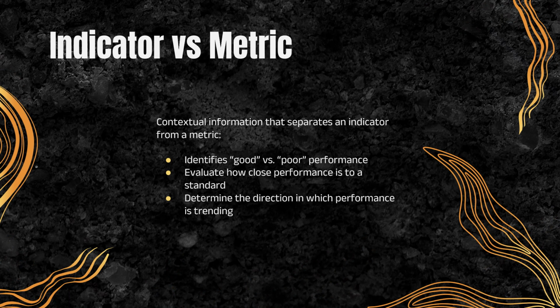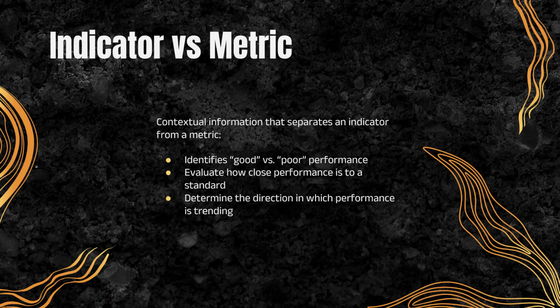So again, indicators and metrics are very similar, and it's that contextual information that separates an indicator from a metric. So the indicator identifies good versus poor performance. Again, if my BMI is way too high and it starts coming down, the BMI is indicating that I'm having good performance in losing weight. Therefore, it is an indicator.